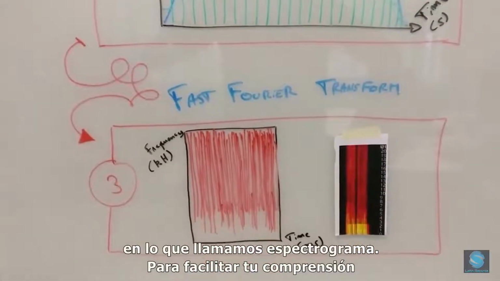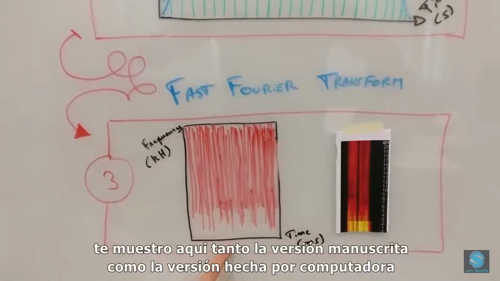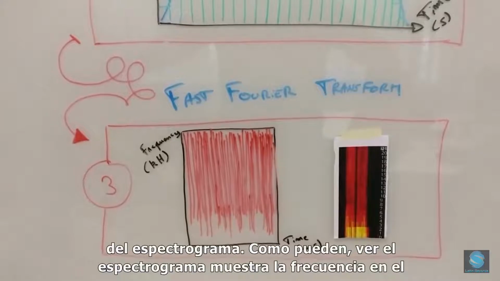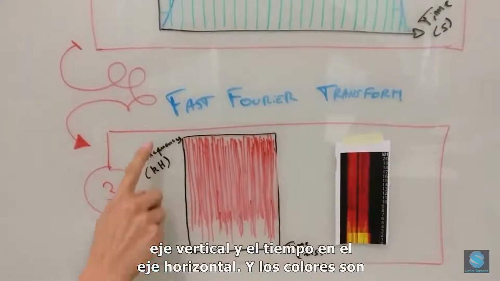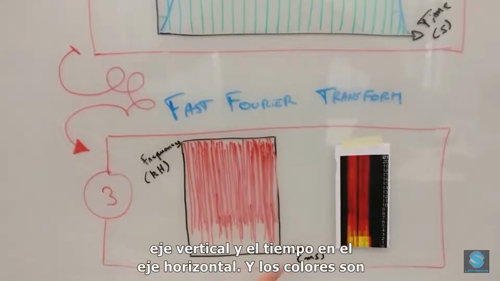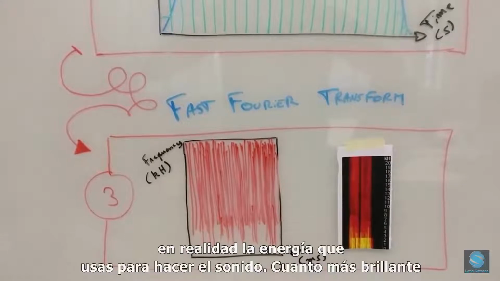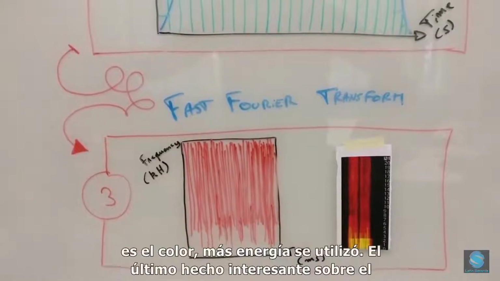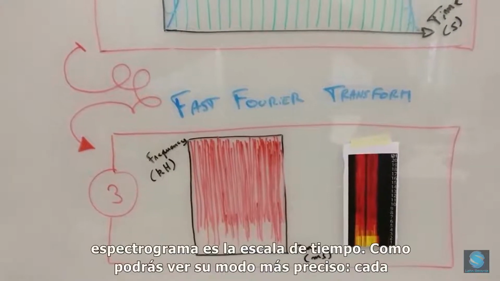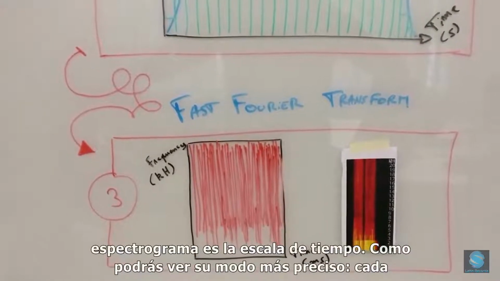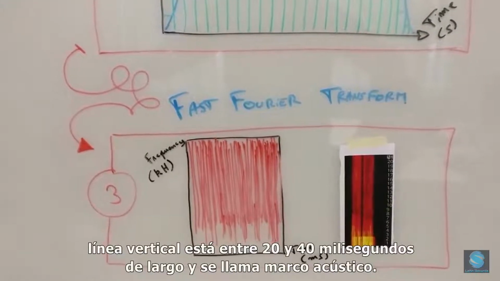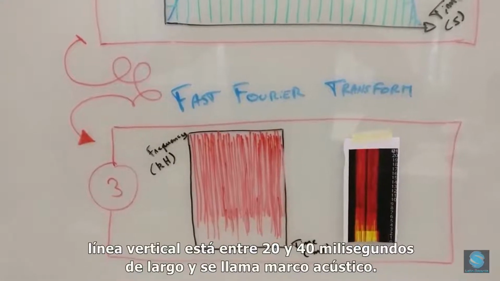To ease your understanding, I show you here both a handwritten version and a computer-made version of a spectrogram. As you can see, the spectrogram shows the frequency on the vertical axis and the time on the horizontal axis. And the colors are actually the energy that you used to make the sounds. The brighter the color, the more energy was used. The last interesting fact about this spectrogram is the time scale. As you can see, it's way more precise. Each vertical line is between 20 to 40 milliseconds long and is called an acoustic frame.